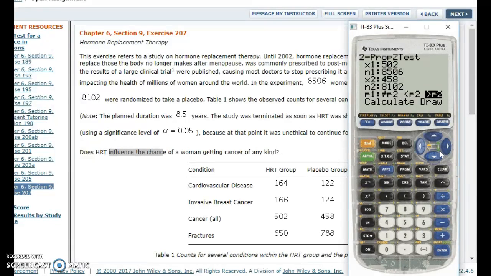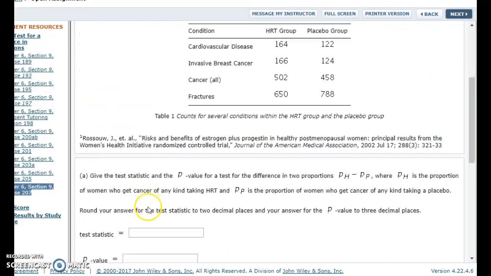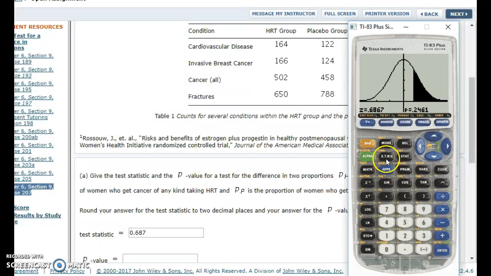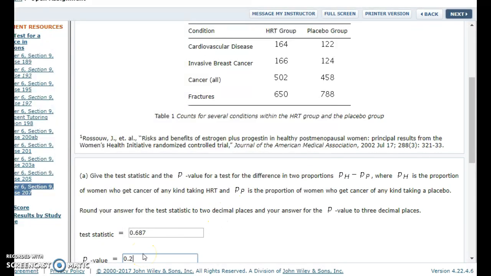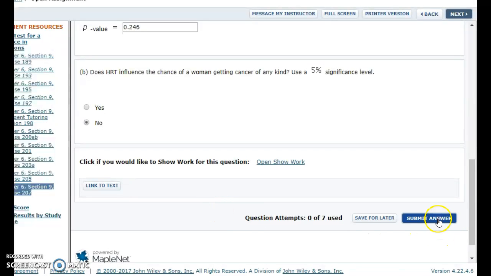Enter. Draw just to see that. Okay, that's not very significant. So 0.687 for my test statistic, with a p-value. So that's a third of a standard deviation away. That's really likely due to chance. So 0.246. Does it? Nah, it really doesn't. Submit answer.